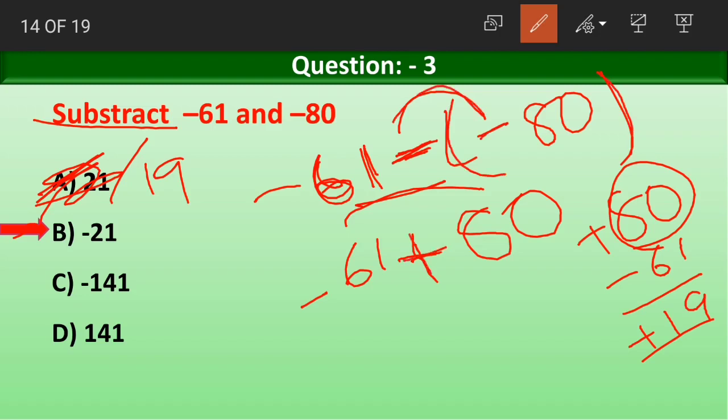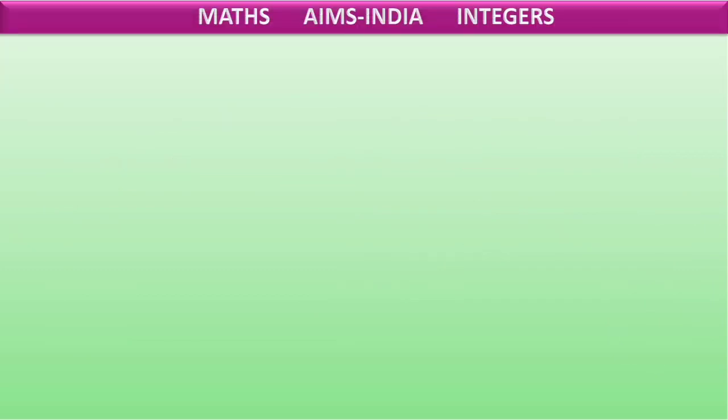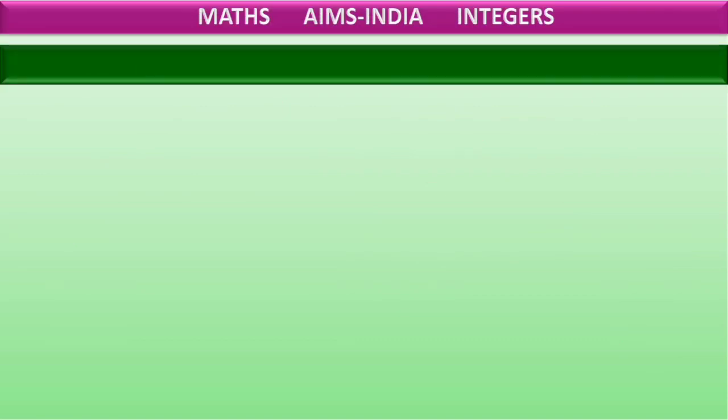Minus into minus is plus. Minus 61 plus 80 is equal to 19, and as 80 is the higher absolute value number and it has a positive sign, the answer also has a positive sign. Is it clear? Sorry for the wrong option here. The correct answer is 19, plus 19.